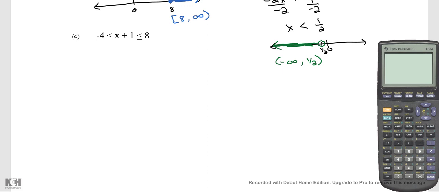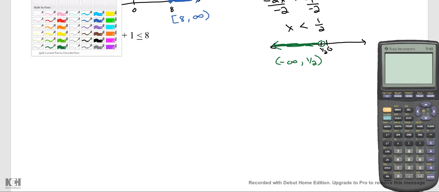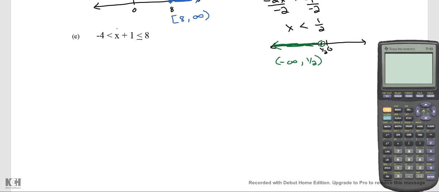Now we have two inequality symbols in one inequality. This is called a compound inequality, and what we try to do in this case, up till now we've been trying to get the variable on the left hand side, but here we want to keep the variable in the middle when we have two inequality symbols. So we're going to get it by itself in the middle, but we're going to keep it in the middle.